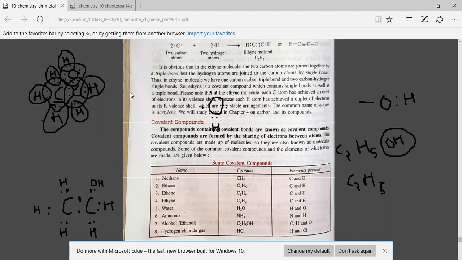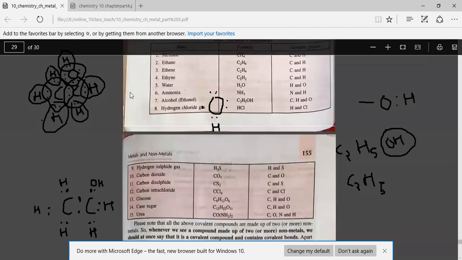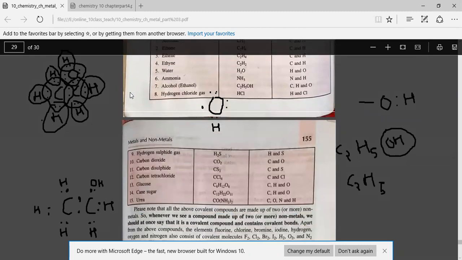Okay, so next, these are other compounds. So you can try for hydrogen sulfide and carbon disulfide. So you have to try this. Write in your copy and draw the structure of hydrogen sulfide and carbon disulfide.